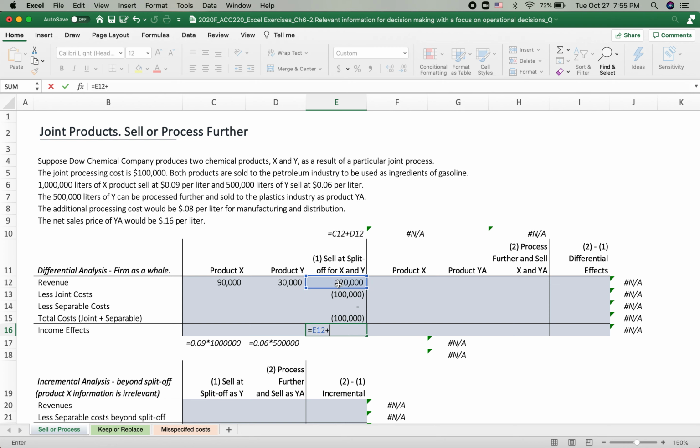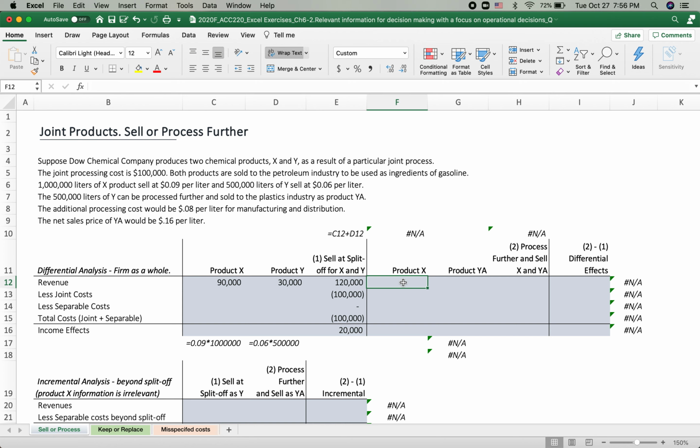and then we can just sum these two up, the revenue minus total cost. Then $20,000 is the income effect if we just split it up for X and Y products, and then the income effect is going to be 20. Now the same case, but we will process further to produce YA.